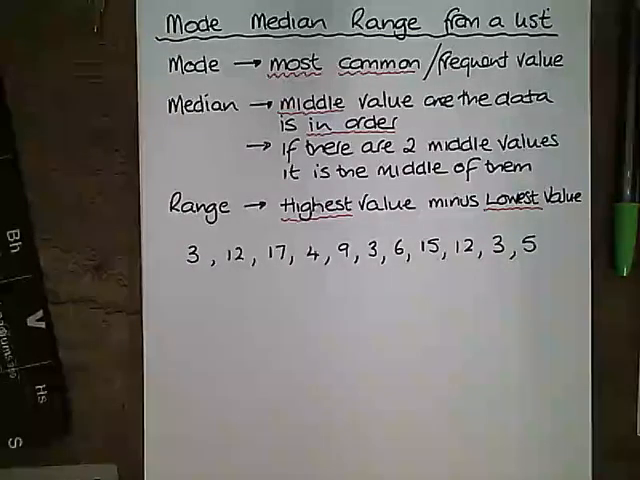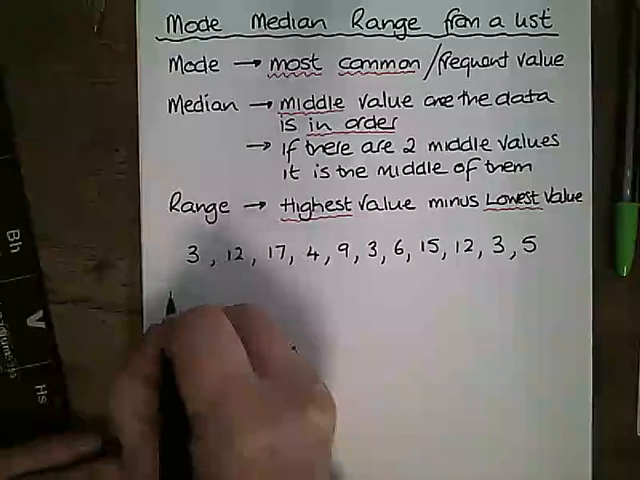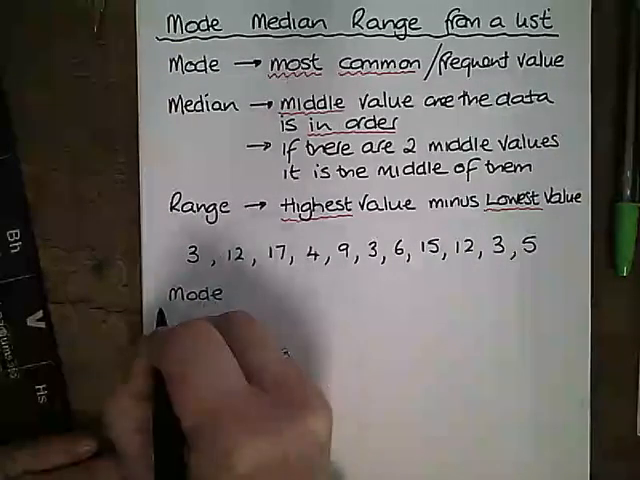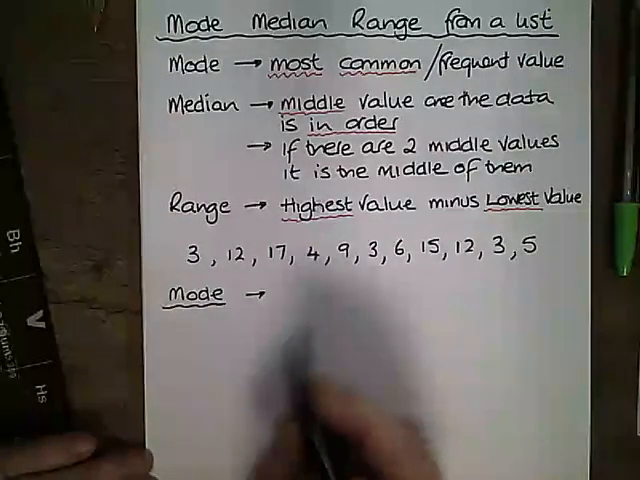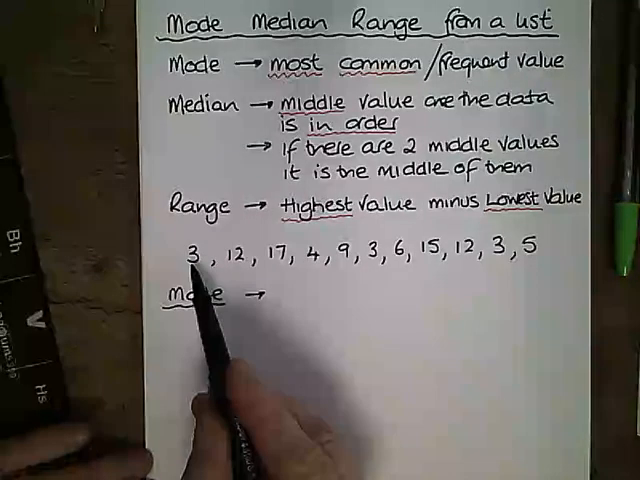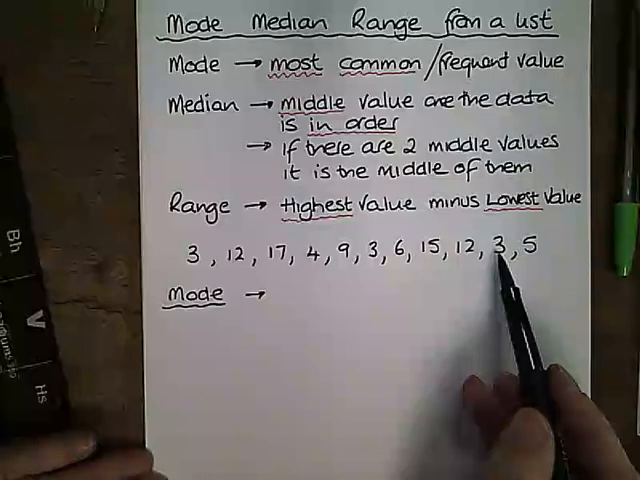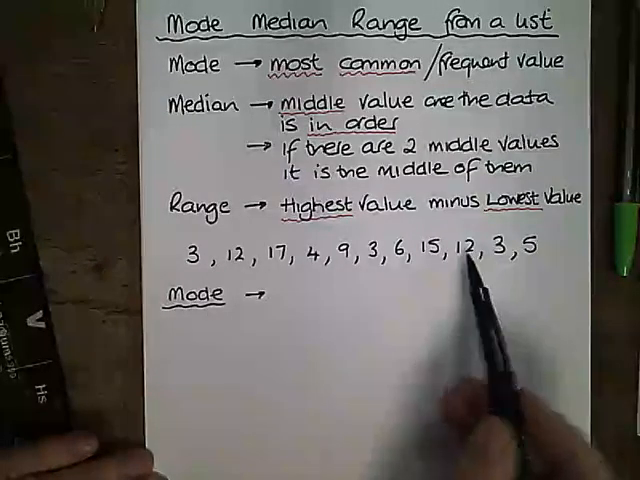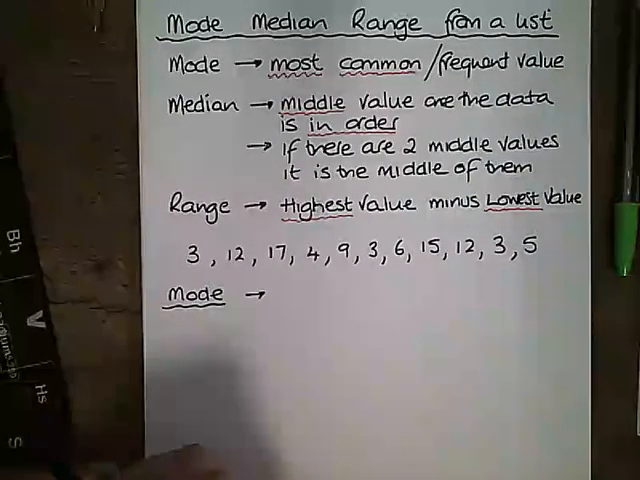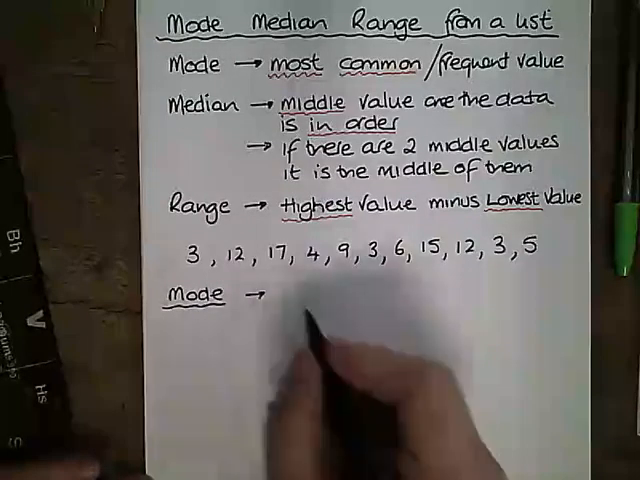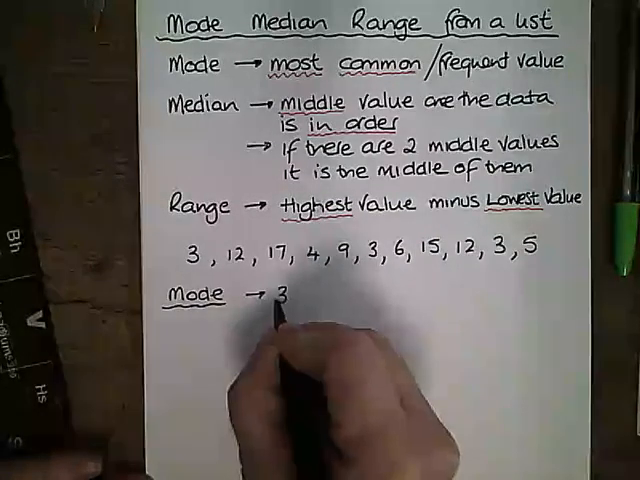So let's have a look at the mode first of all. The mode is the most common value. And in this case, if we have a look through, we can see that 3 occurs 1, 2, 3 times. And there is no other number. We've got 2 12s, but we've got no other number that occurs 3 times. So in this case, the mode is 3.